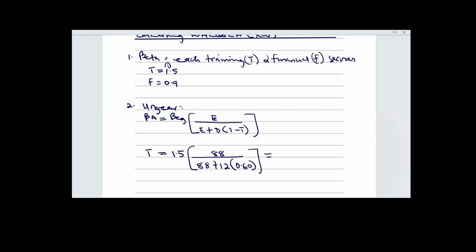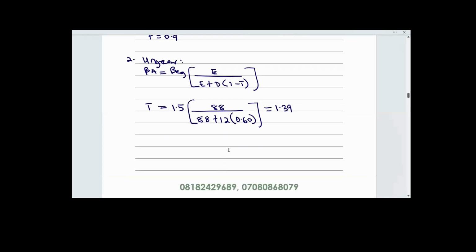So for training, I would then say 0.6 multiplied by 12 plus 88 equals 95.2. So 88 divided by 95.2, multiplied by 1.5, that's 1.39. Here is 1.39 for training. Did you say 0.9? It's 1.39.